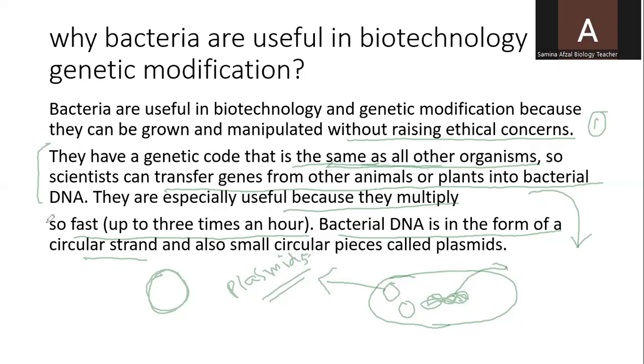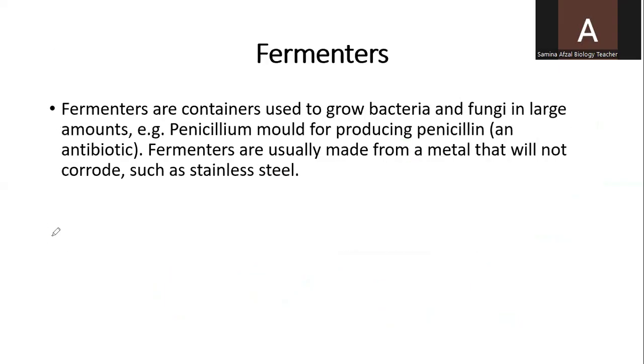When we are producing products on a large scale, we need large pots for the process of fermentation. We can have large containers which are rustless, made of stainless steel. For example, the product we can manufacture in them is an antibiotic: Penicillium mold for producing penicillin. So penicillin is an antibiotic. We can produce insulin as well. Many other products can be manufactured on a large scale in the fermenters.